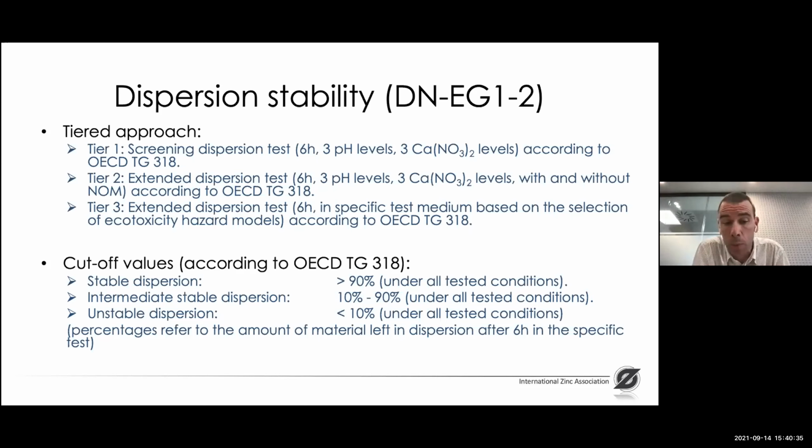And you also have some standard cutoff values here. A stable dispersion is defined as more than 90% in dispersion under all test conditions, so all pH levels, all ionic strengths, with and without organic matter. Unstable is less than 10%.